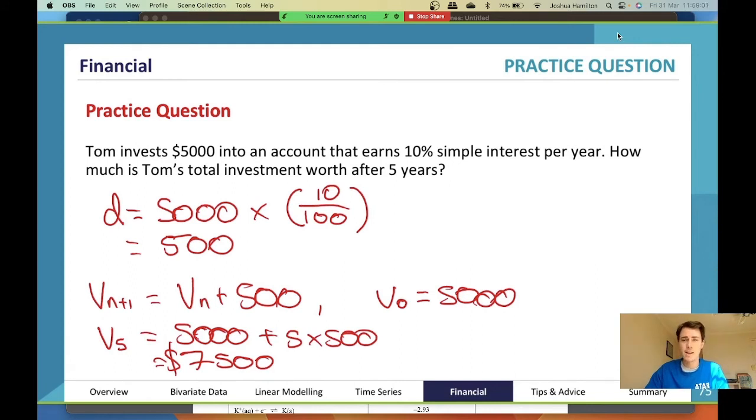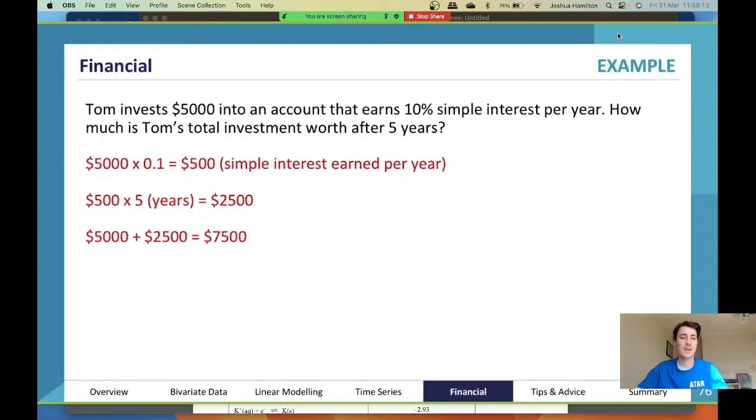So simple interest, simple question. I'm going to be honest with you, if it has simple in it, it's a very simple way of doing it. It's pretty self-explanatory. You're not going to need to stress about it. So moving on. There's the answers there if you want to work through it as well.